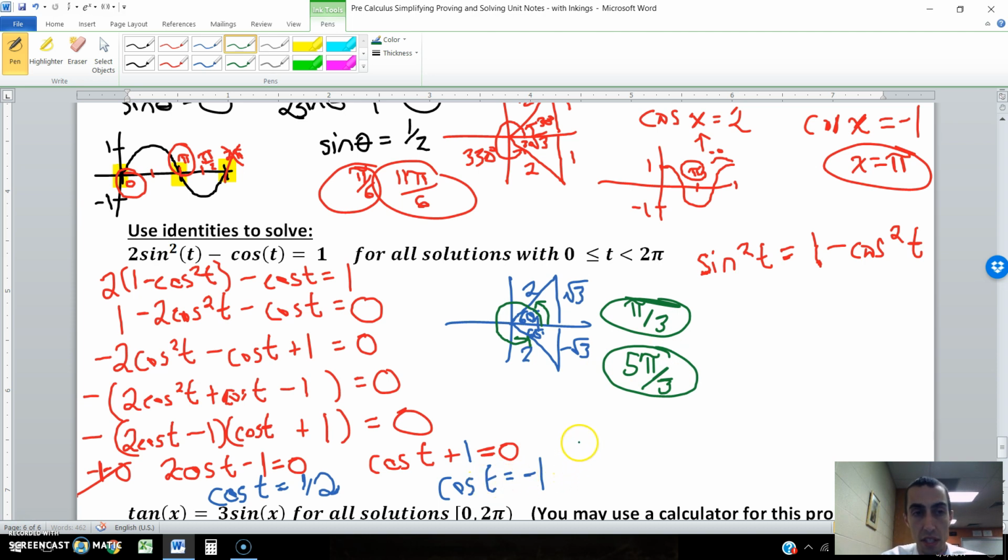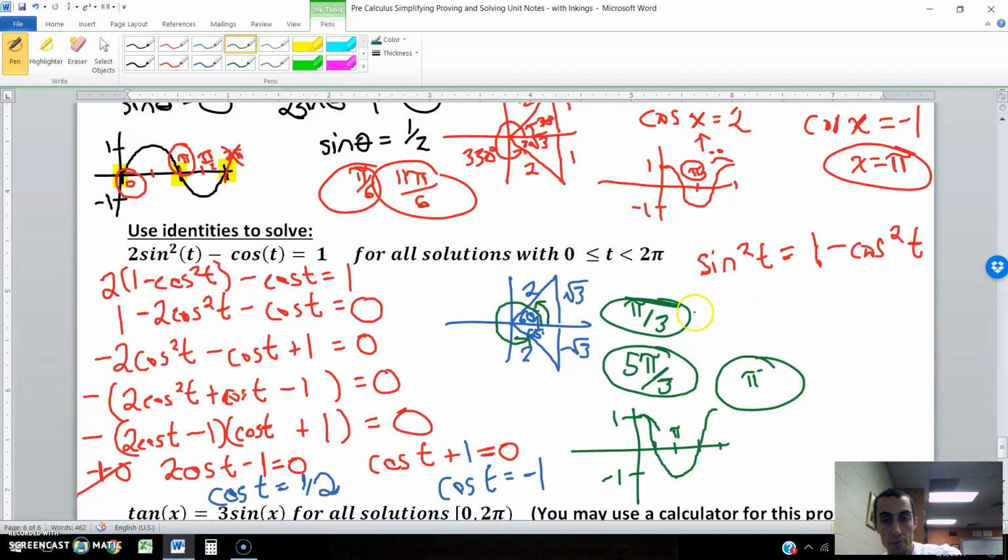Last, how about this, cosine of t is negative 1? That's a quadrantal angle, so we'll look at our cosine graph. 1, 2, 3, 4. The fourth one is here. At pi over 2 it hits 0, and at pi radians it hits negative 1. And so pi radians is the third solution there.